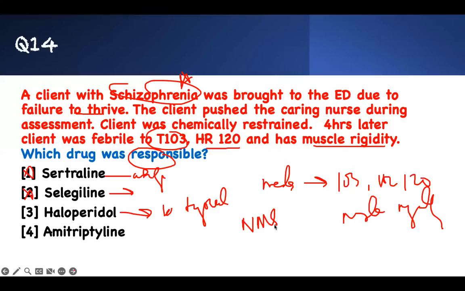NMS, neuroleptic malignant syndrome: high temperature, tachycardia, muscle rigidity, autonomic dysfunction. This is deadly. That's a priority. Be sharp, number one, you've got to see this patient. The treatment is dantrolene, so this is good. Amitriptyline is a TCA, also an antidepressant. It has high anticholinergic effect, but this is not one of its side effects. So 3 is the right answer.